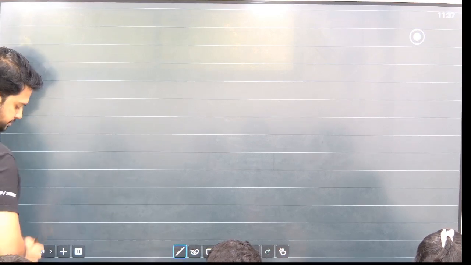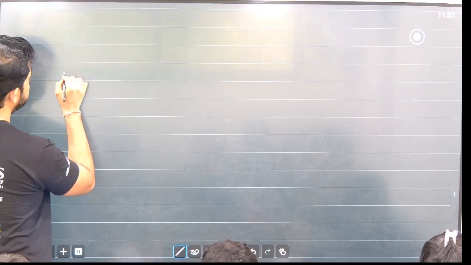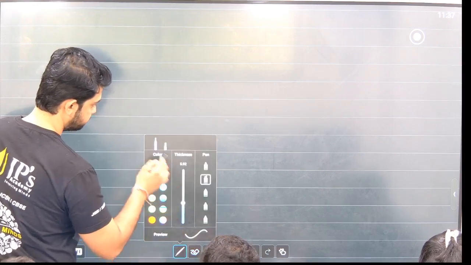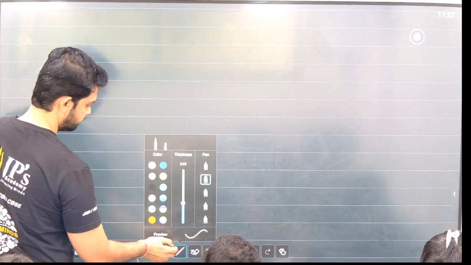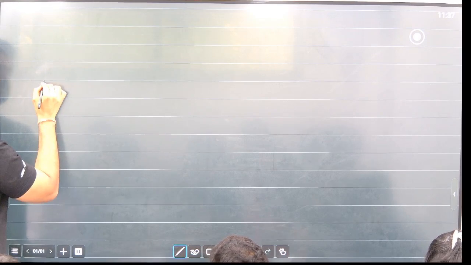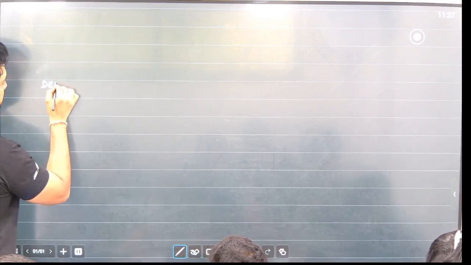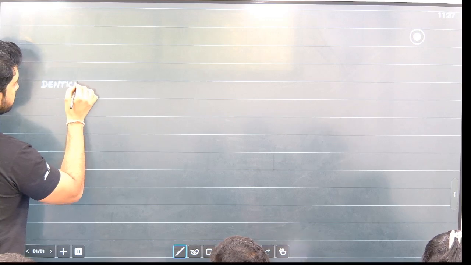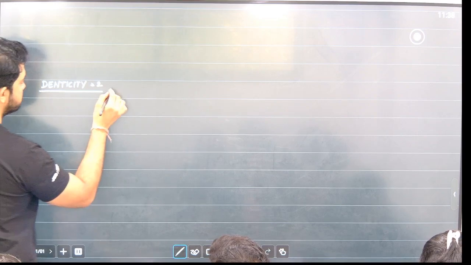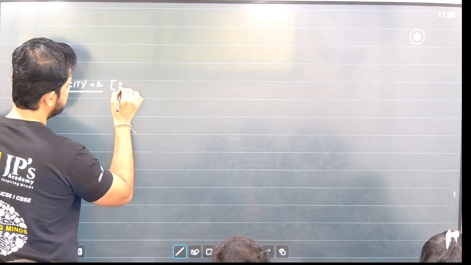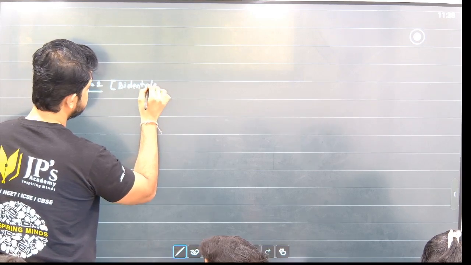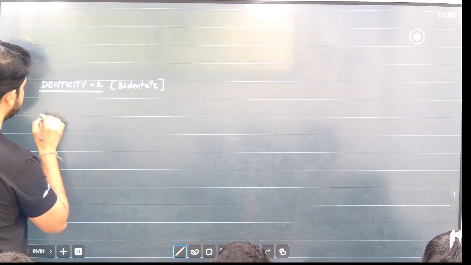So if the denticity is 2, we call such ligands as bidentate. Now give me some examples. Which was the first one that we wrote?